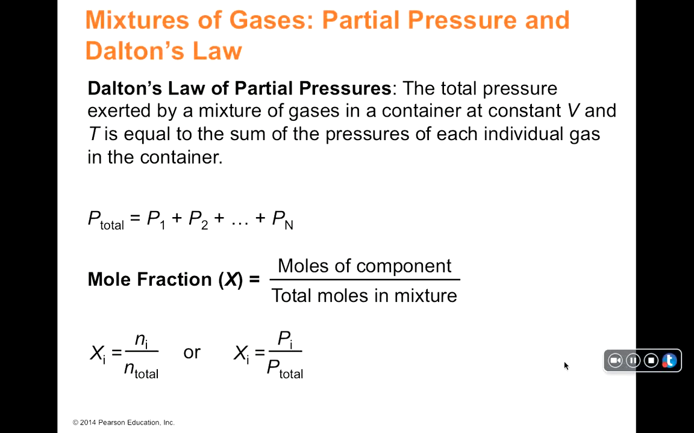So next concept here is partial pressure and Dalton's law. Dalton's law tells us that we can essentially sum the pressures of the mixture of gases to get a total pressure. It's really just a definition of how we can sum. So we can take the partial pressures of the gases and add them up, and that would give us the total pressure exerted by the mixture.